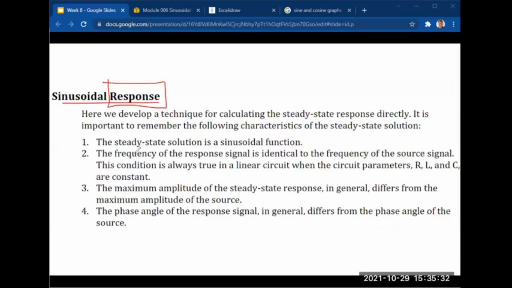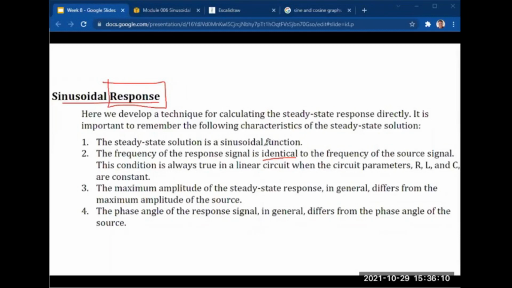So let's proceed. The frequency of the response signal is identical to the frequency of the source signal. Identical. The term is identical, not the same, but identical. This condition is always true in a linear circuit, when the circuit parameters R, L, and C are constant. The maximum amplitude of the steady state response in general differs from the maximum amplitude of the source. And number 4, the phase angle of the response signal in general differs from the phase angle of the source.